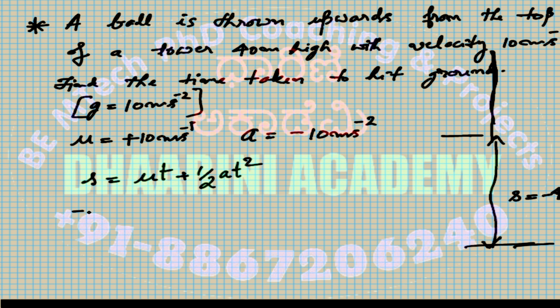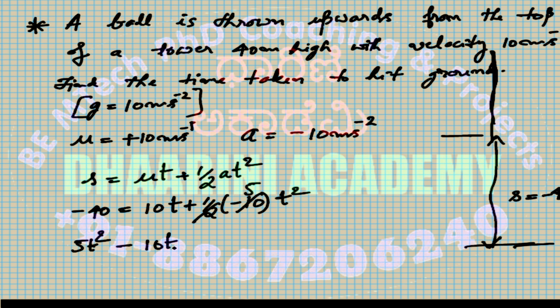Substitute, distance covered is actually I'm supposed to reach minus 40. Right? So U is given as a 10 upwards into the time plus half. What is A? A is equal to minus 10 into T square. So the equation becomes, let's bring the terms to the left hand side. So this is 2 5s are 10. So this is minus 5 becomes plus 5. So 5t square minus 10t minus 40 is equal to 0.